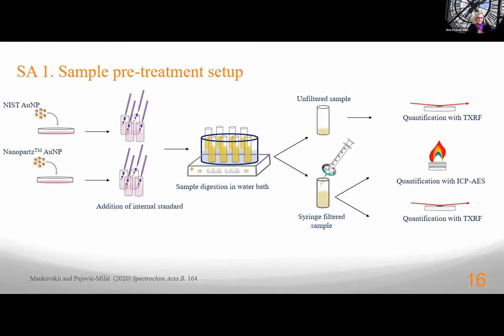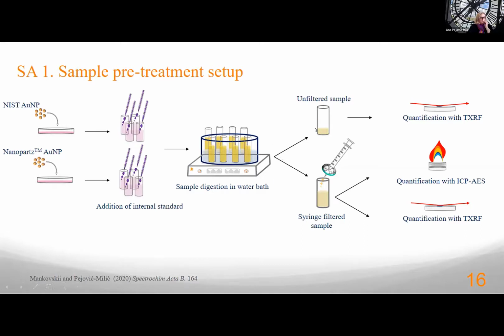To do that, the most commonly used method in the literature is depicted here. And we used, again, the cancer cells of breast cancer. We spiked or injected them with the NIST gold nanoparticle standard and also commercially available gold nanoparticles that can be purchased. We then added the internal standard lanthanum, and we had to digest everything in a water bath because that's the procedure that is required by ICP.